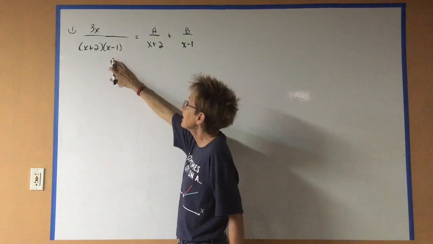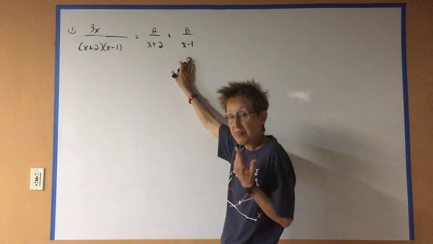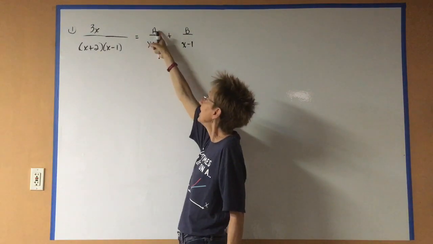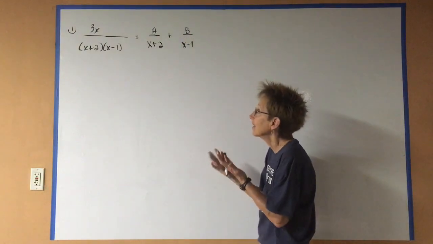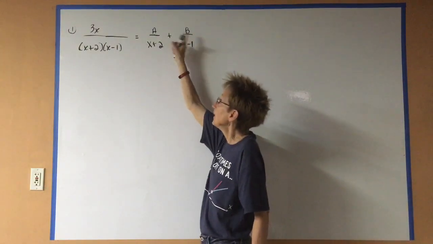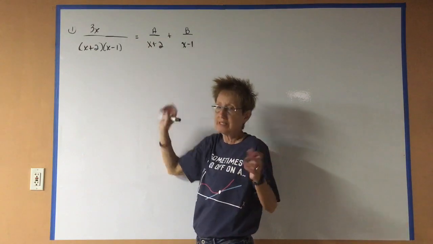So we're saying this can be rewritten like this, but that means I need to figure out what A is and what B is so that I know how it can be rewritten. How the heck do I figure out the A and the B? And I know you're looking and go, but we don't know the x either.